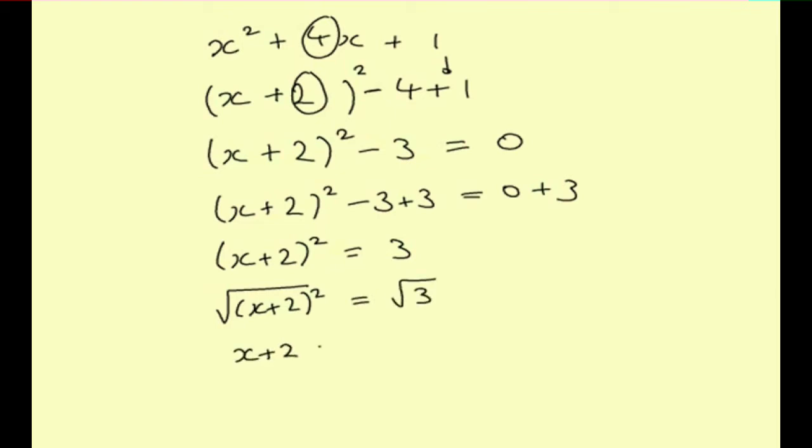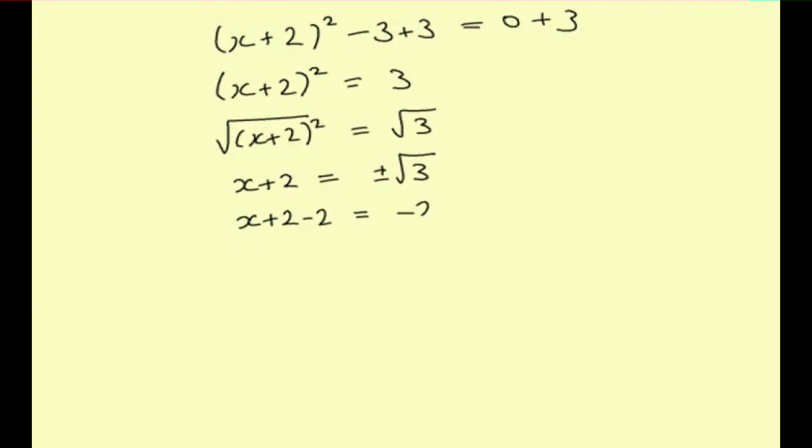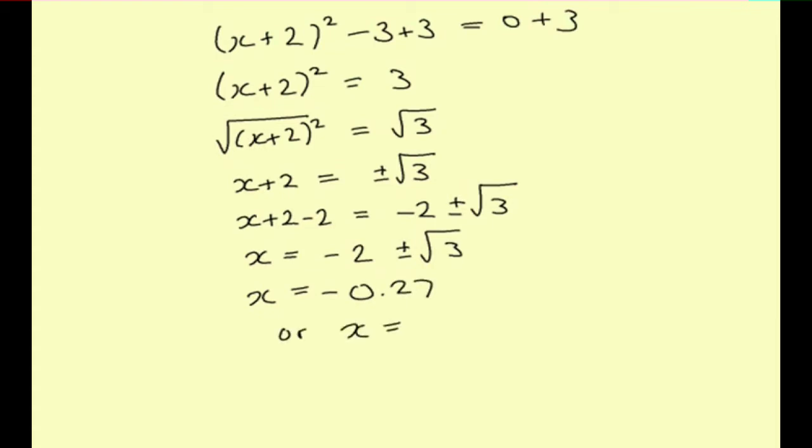So we get x plus 2 is equal to plus or minus root 3. And then what we do, we take 2 from both sides. So we get x equals minus 2 plus or minus root 3. So working this out, we get x equals minus 0.27, or x is equal to minus 3.73. Both of these values are correct to 2 decimal places.